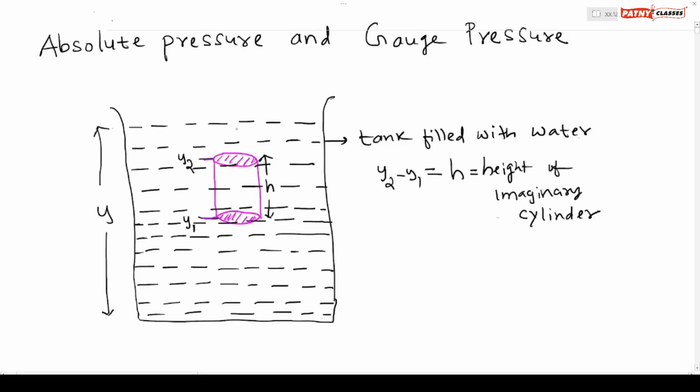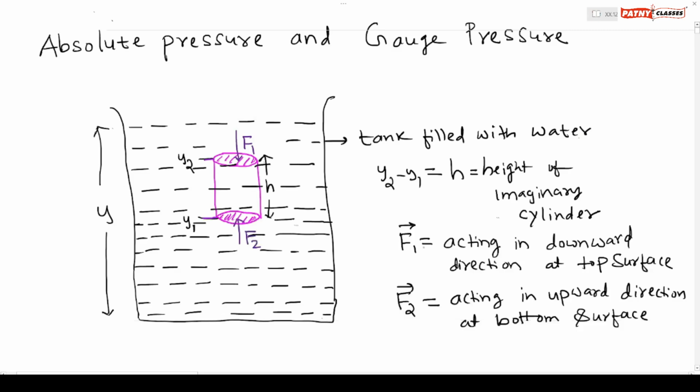Now we consider two forces. One is F1, another is F2. The force F1 is acting in the downward direction at the top surface. This is the top surface. And force F2 is acting in the upward direction at the bottom surface. So we got two forces, one is F1, another is F2.